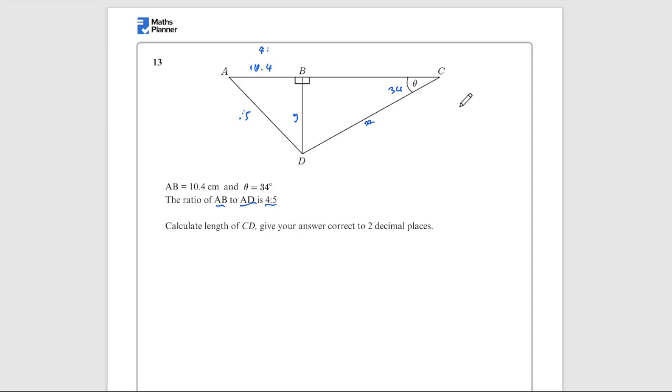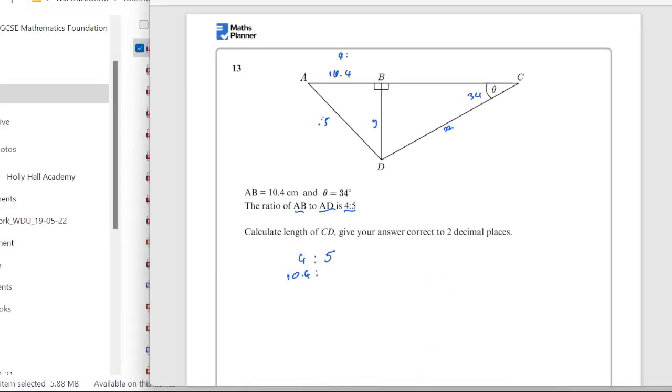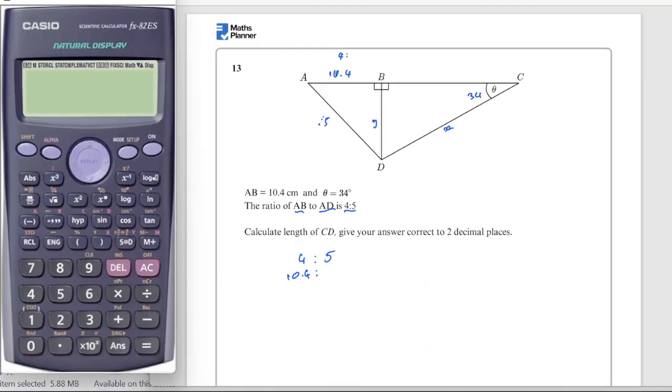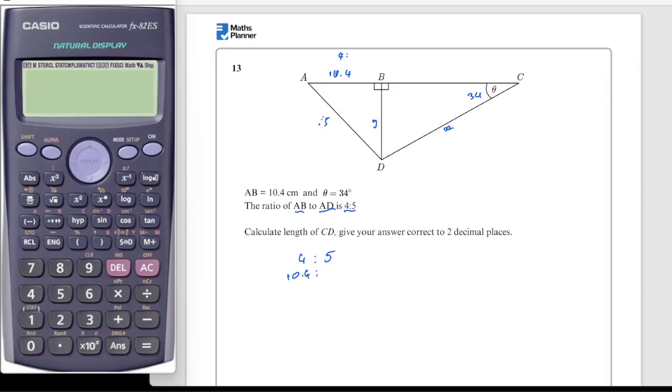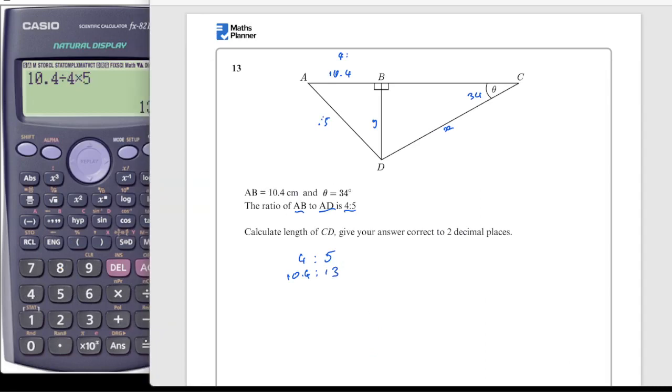So I'll come back to this ratio, 4 to 5, and we're told that this is 10.4. Then we can work out the other one. So I'm going to do 10.4 divided by 4 times by 5. That will give me this length here is 13. So that length there is 13.